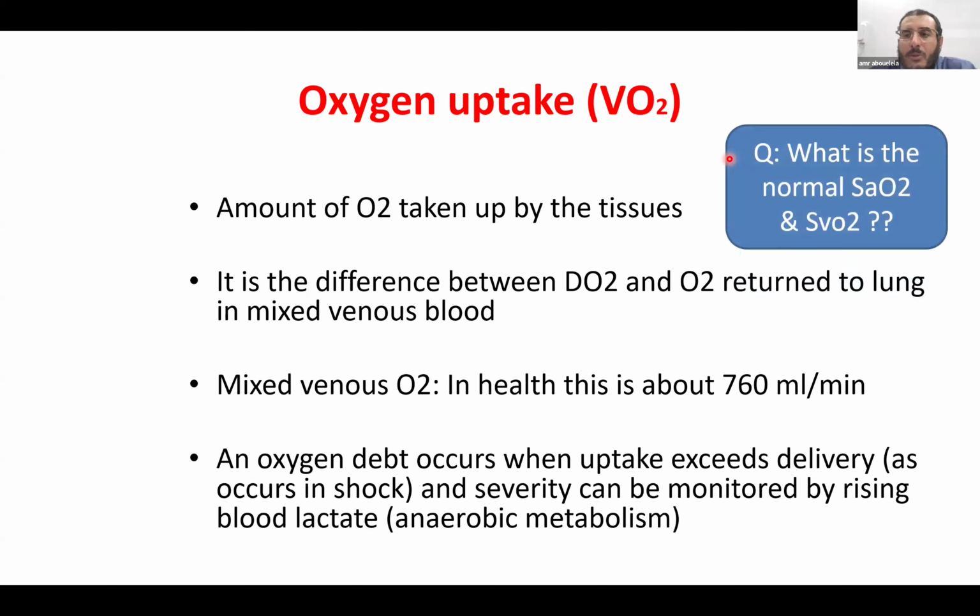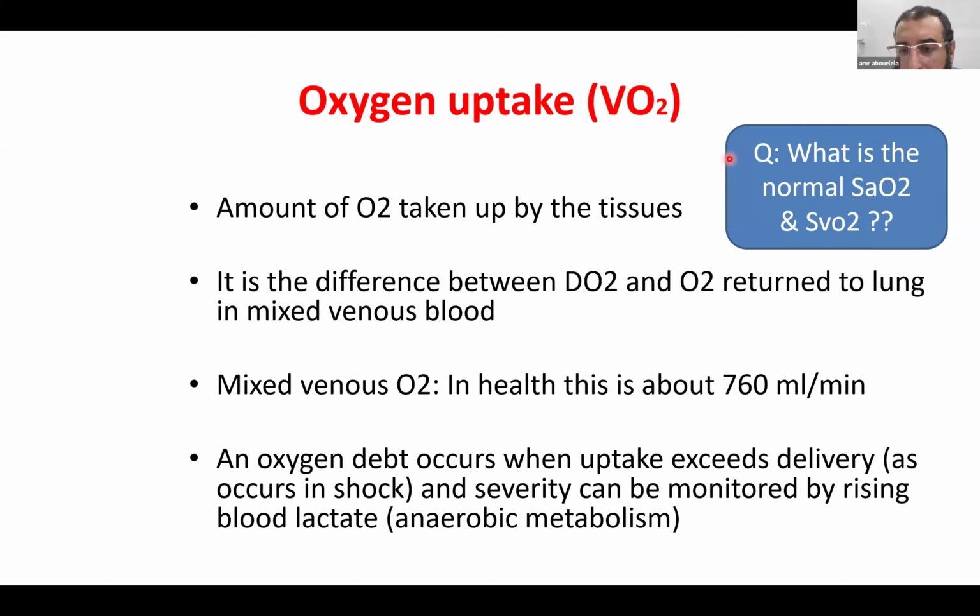So if I ask you now, what is the normal arterial and venous saturation? Can anyone answer this question, please? You know the arterial saturation is 100. What are you expecting the venous saturation to be? Any volunteer want to answer? 70. Yes, it should be around 70 to 75% because, as we mentioned, there is 25% already taken up by the peripheral tissue. So we are expecting that the venous saturation should be 75 because 25% is already taken by the peripheral tissue. This is the normal physiology.